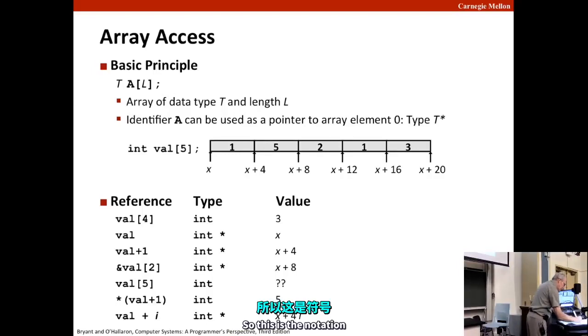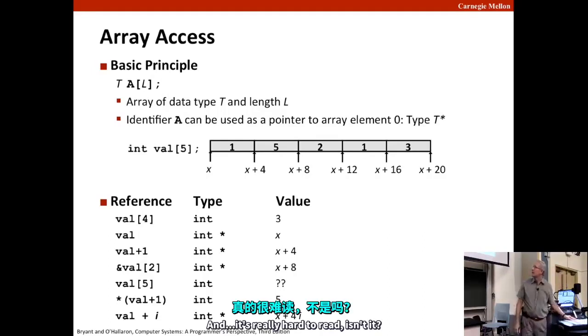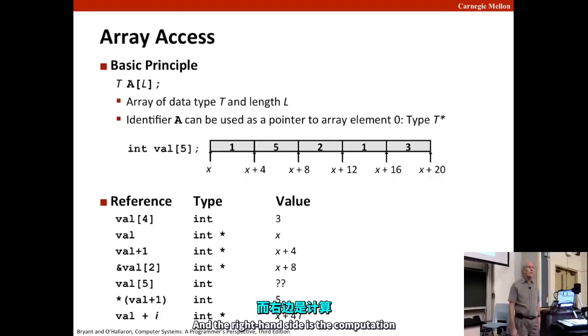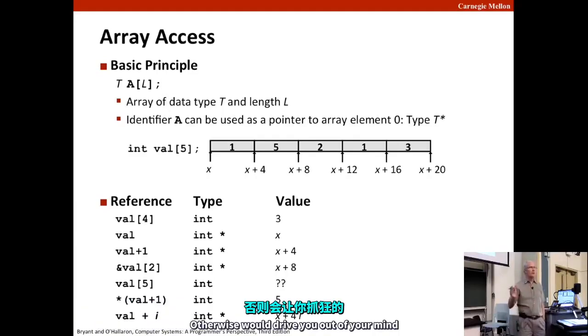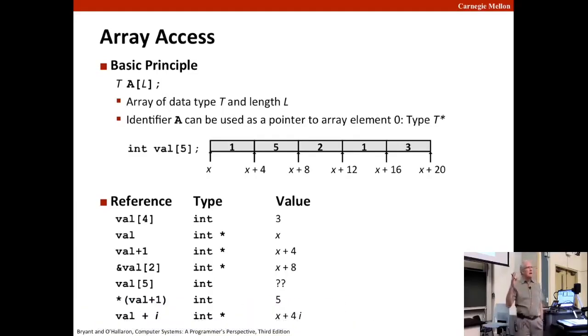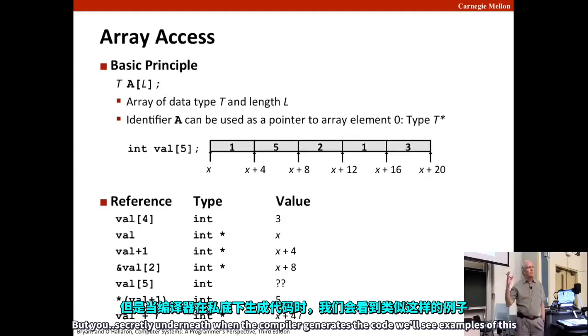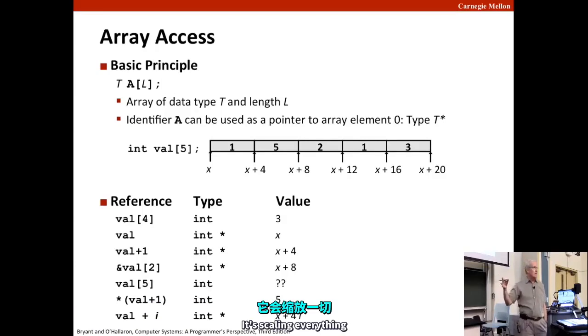So this is the notation. And the right-hand side is the computation. So in C, you write it using, you don't have to give scaling factors for your data types, otherwise it would drive you out of your mind. But you secretly underneath, when the compiler generates the code, and we'll see examples of this, it's scaling everything.